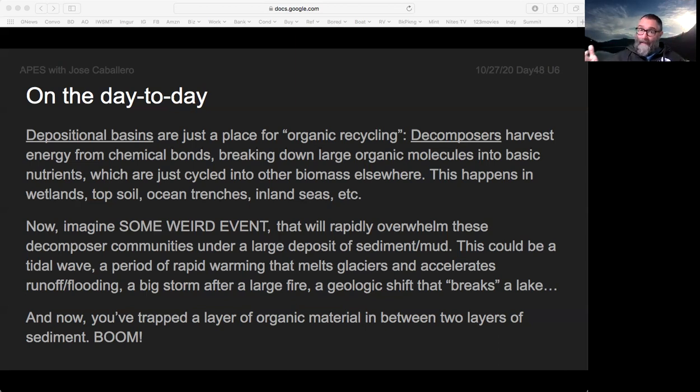Or, trigger alert, a big storm after a big fire. And you have a whole hillside worth of sand and ashes that all dump out at once. You can imagine a change in geology so that a lake can break open and spill out all at once, and that would cause massive erosion and a whole big layer of sediment covers up that organic stuff all at once.